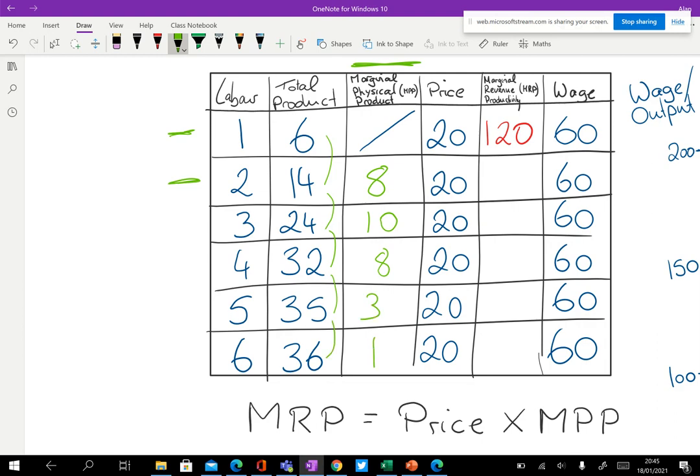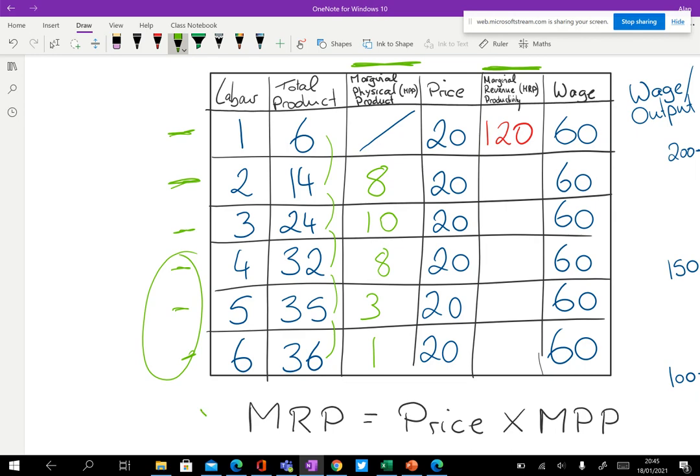So what are we looking at here? We're saying that each additional employee that we hire is bringing in, in this case 8, in this case 10, 8, 3, and 1. So really, to be honest with you, the law of diminishing marginal returns is kind of kicking in around here, 4, 5, and 6. So the question is, should we employ 3 people? Should we employ 4 people? Should we employ 5 people? Well, let's keep going. Now let's look at this thing called marginal revenue productivity.